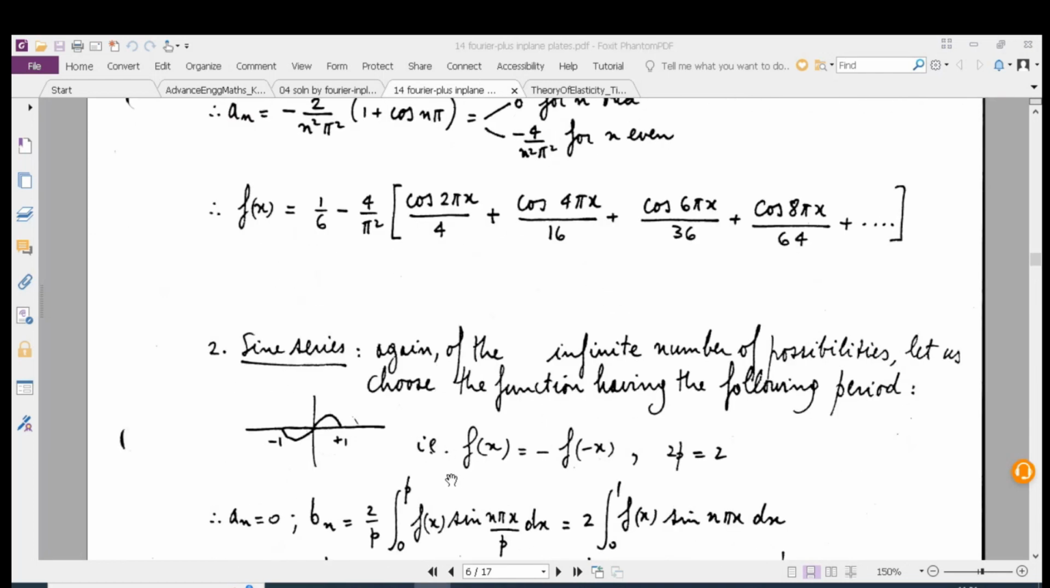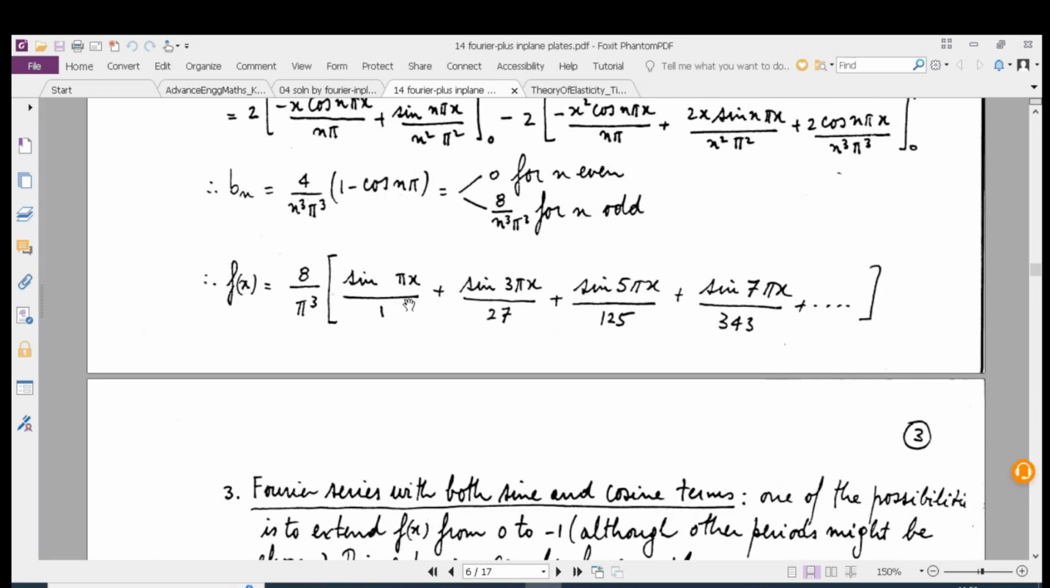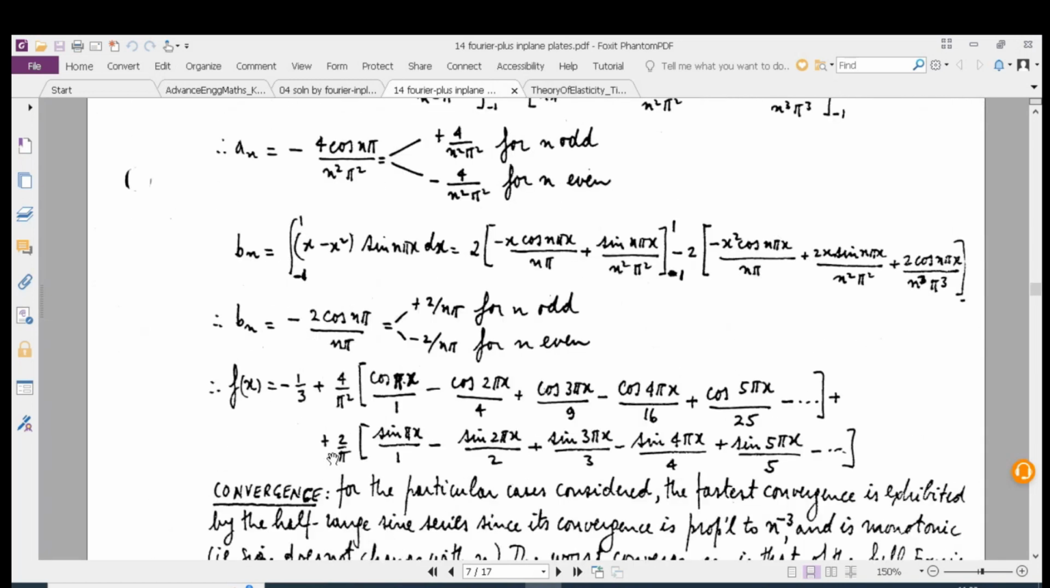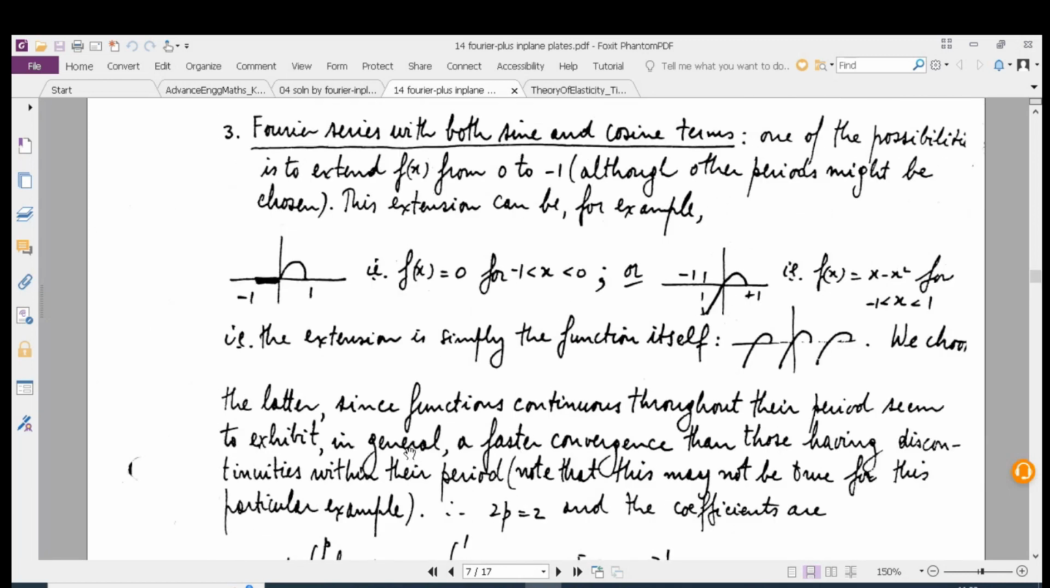So these are the three approximating functions. The first one is in the form of cosine, the second one in the sine form, and the third function in both cosine and sine form. The reason we have worked out three Fourier series is to find out what will be the best choice considering the ease of computing the Fourier coefficients and the speed of convergence of the resulting series.